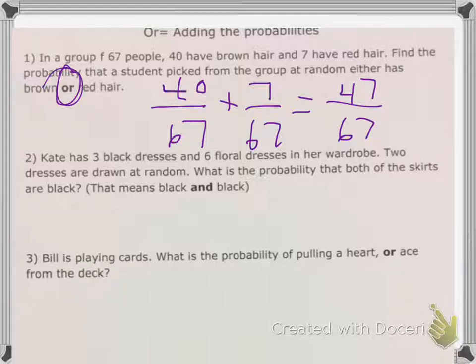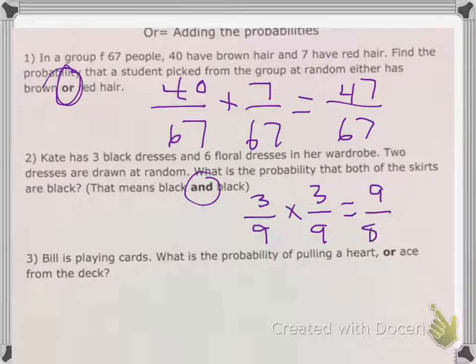On number 2, it says Kate has 3 black dresses and 6 floral dresses in her wardrobe. 2 dresses are drawn at random. What is the probability that both of the dresses are black? That means black and black, which means we're going to multiply our probabilities. So the first probability would be 3 out of 9. And then the next probability again would be 3 out of 9. So we multiply those together to get 9 out of 81, which would reduce to 1/9. So our probability of black and black would be 1/9.